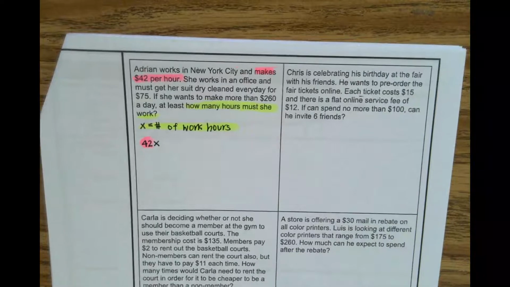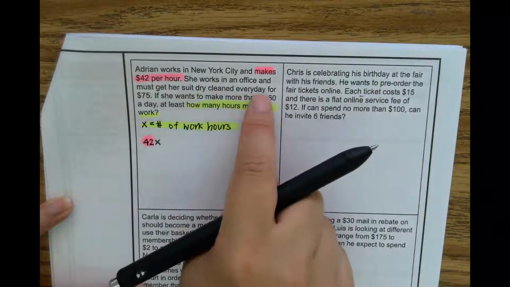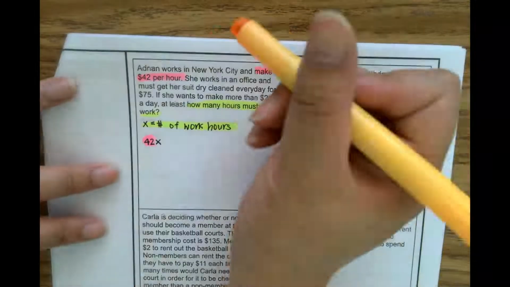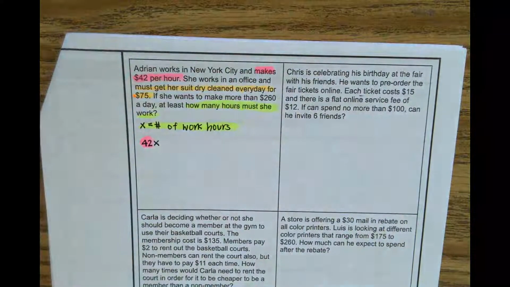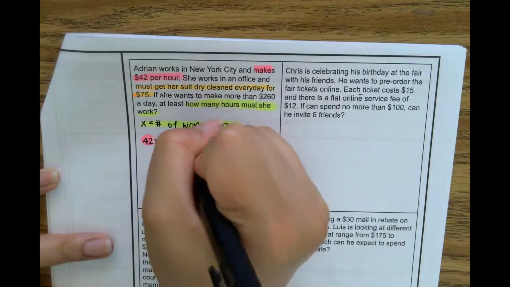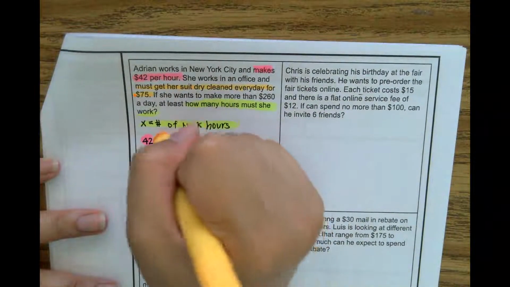However, we find that she's spending money every single day on dry cleaning. So this is where she's spending money. And since she's spending money, she needs to take away money from what she earned. So we have to take away $75 from what she's earning. Okay.